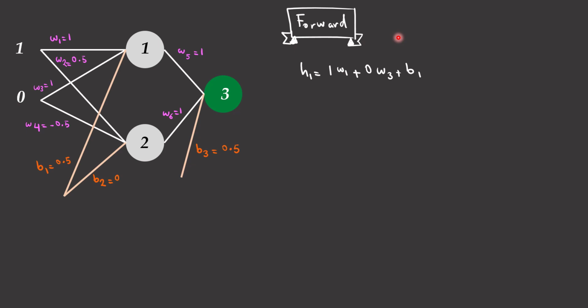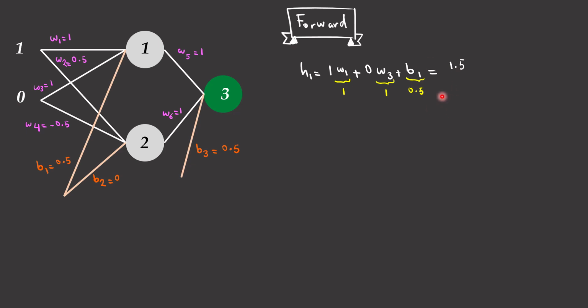What do I mean by forward pass? I mean, you should calculate the output of each neuron. We can see we have neuron 1, neuron 2, and neuron 3. So we should calculate the output of these neurons. Let's talk about neuron 1. As you can see, the input to this neuron is 1 times W1 and also 0 times W3 and also the bias 1. So that's it. And if we plug in these values, we will get 1.5.